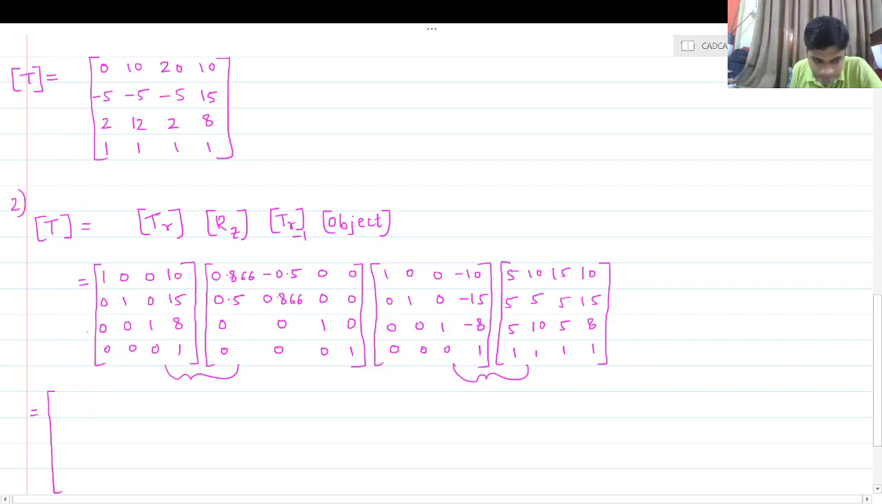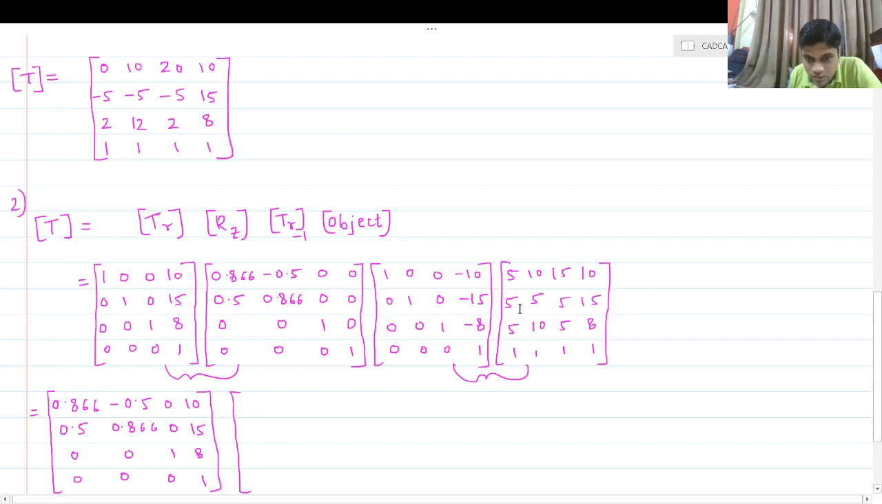So when I multiply the first two, I get the matrix as 0.866, minus 0.5, 0, then 0.5, 0.866, 0, 15, then 0, 0, 0, 0, 1. Further, this is multiplied by the multiplication between these two matrices, which comes out to be 5, -10, -3.